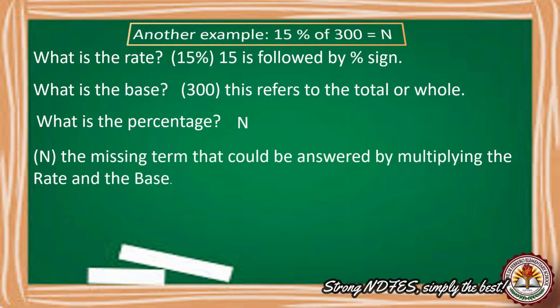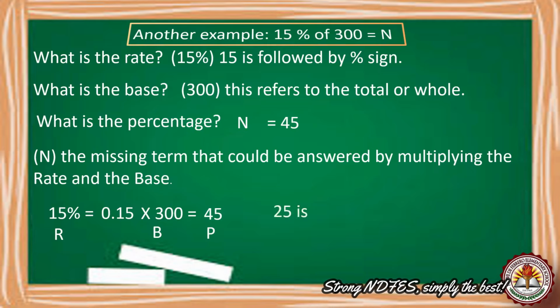So n is the missing term that could be answered by multiplying the rate and the base. So following the formula, rate times base. So we have the rate that is 15%. Again, we cannot multiply this because of the percent sign. So let us change first to decimal. That is 15 hundredths times 300, which is our base. And 15 hundredths times 300 equals 45. So that is our percentage. So our n equals 45.